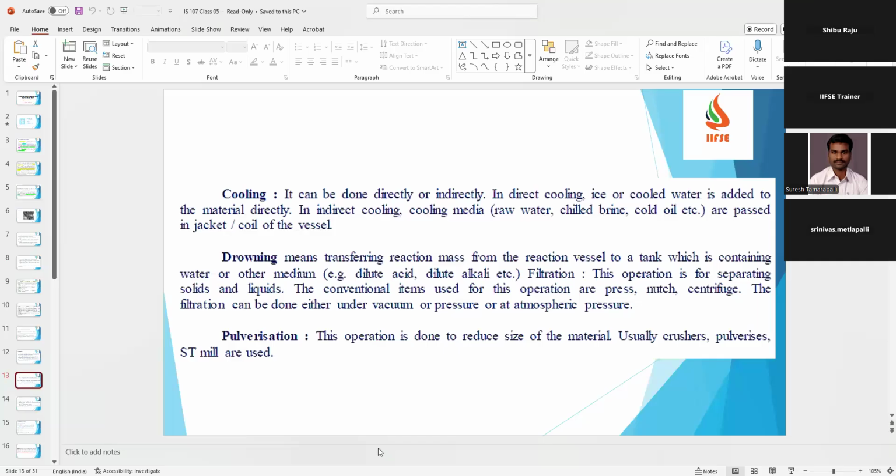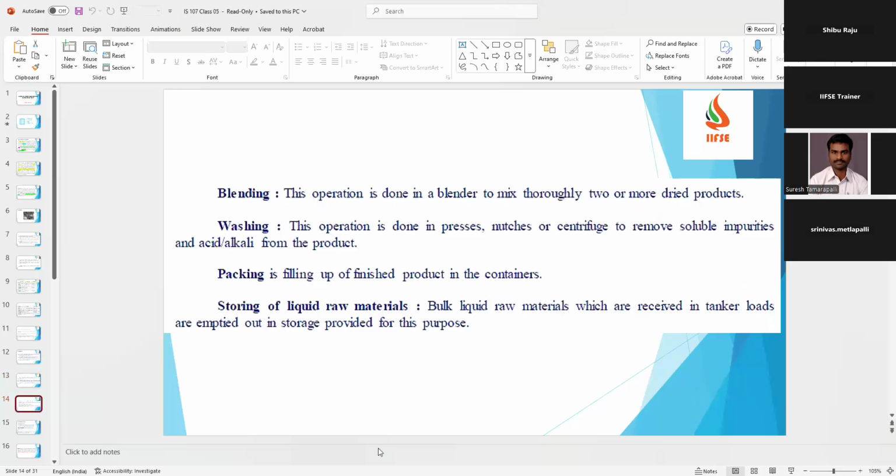Then pulverization. This operation is done to reduce the size of the materials. Usually crushers, pulverizers and mills are used. Pulverizing is nothing but making the solid particles into a fine powder. That is called pulverization, reducing the size of the materials.